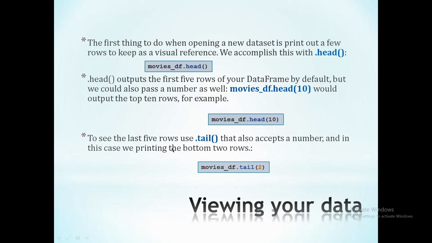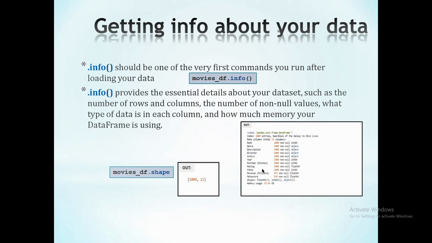Then if I want to print the last 5 rows, I have to use the function tail. If I want to restrict the number, I can refer to the value. For example, here I am using 2. That means it will return the bottom 2 rows alone.